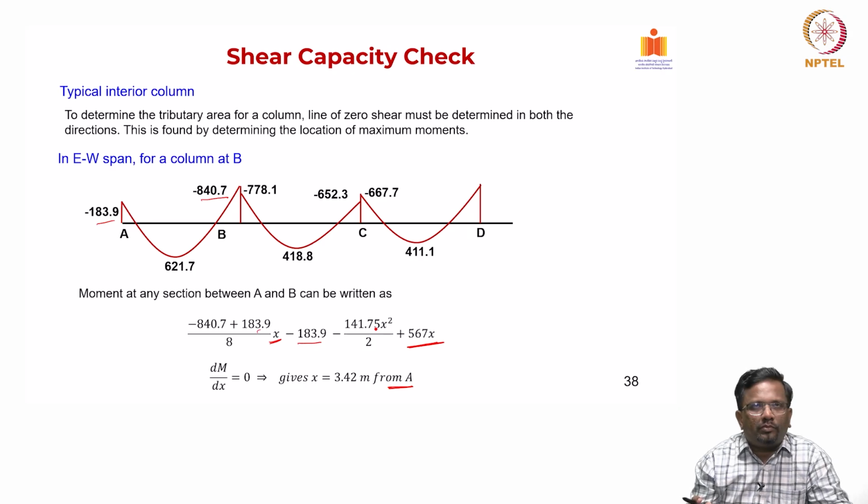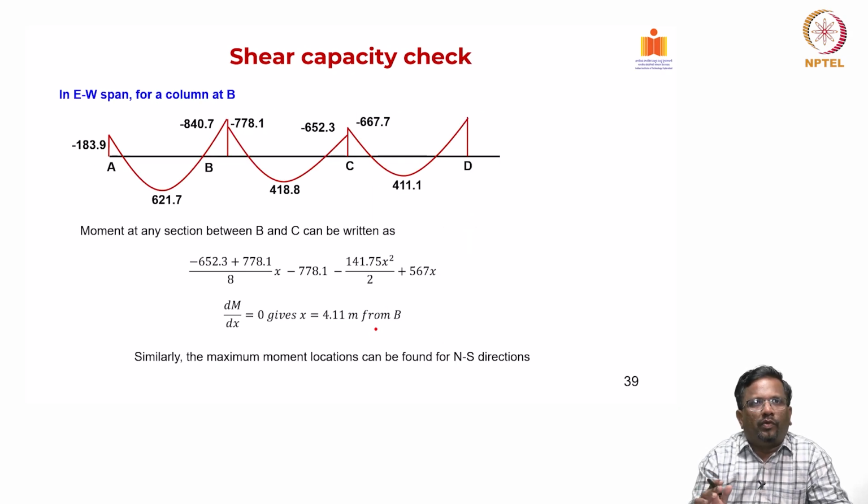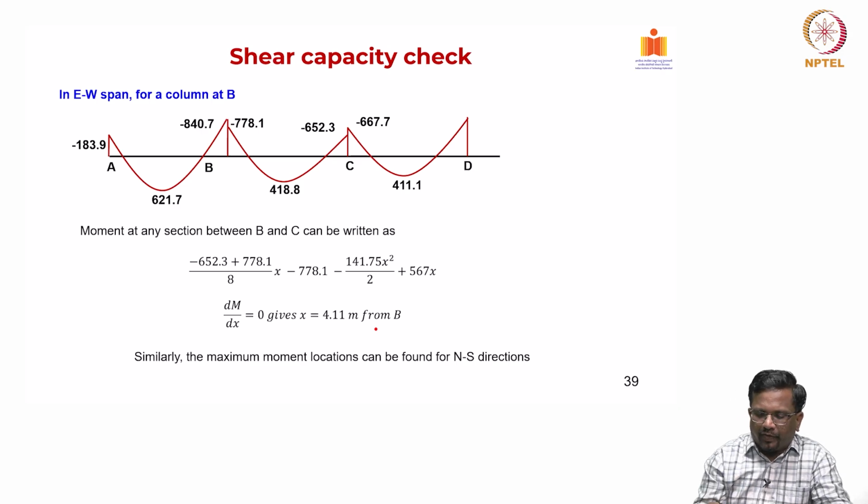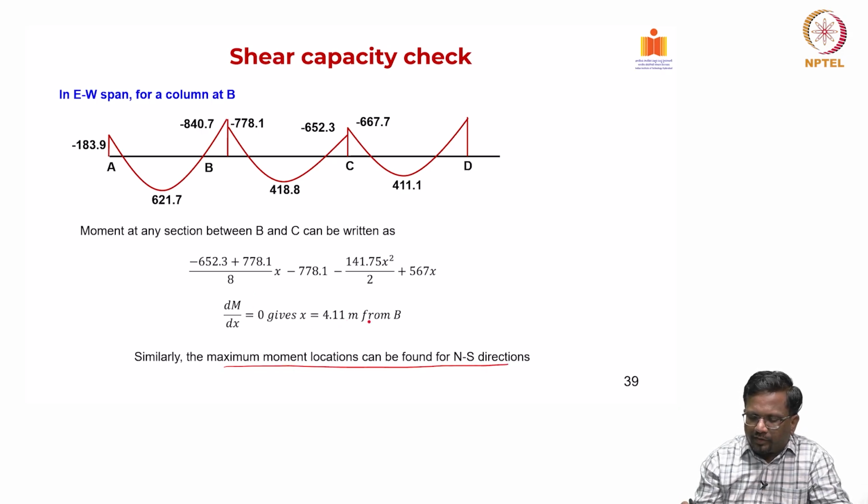Similarly, for the east-west column at B, we can find out the moment at that section. Similarly, the maximum moment locations can be found for other directions as well. So, these are all the locations for your maximum moment. This is basically 4.11. This is where your maximum moment is.